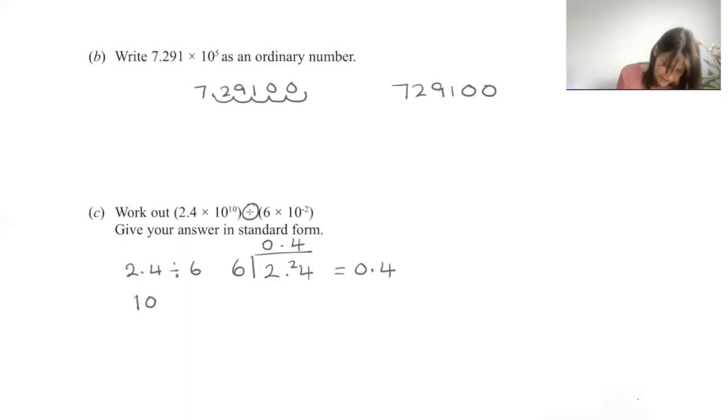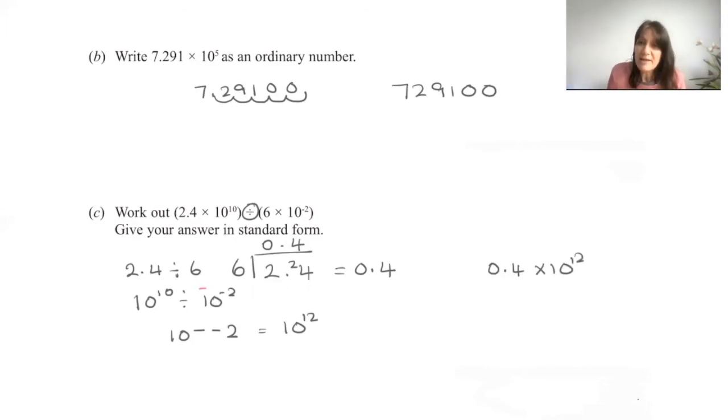Then the powers, 10 to the 10 divided by 10 to the negative 2. The rule for dividing powers is to take away. So I've got 10 take negative 2. Okay, if you want to see that a bit clearer, it's 10 take negative 2. I've got a double negative happening there, so that is going to give me 10 to the power of 12. So I've now got 0.4 times 10 to the 12 as my answer.